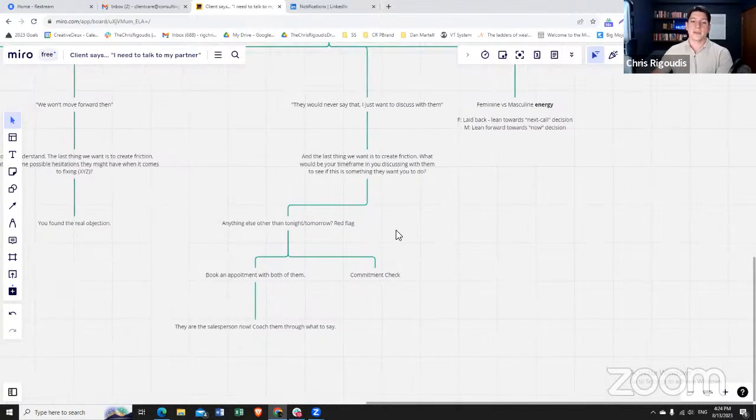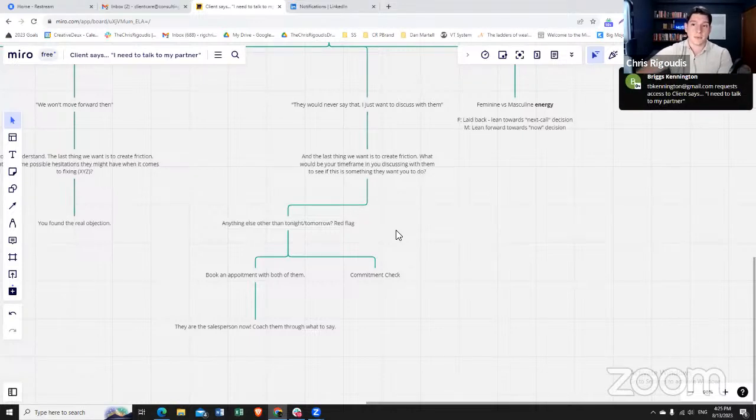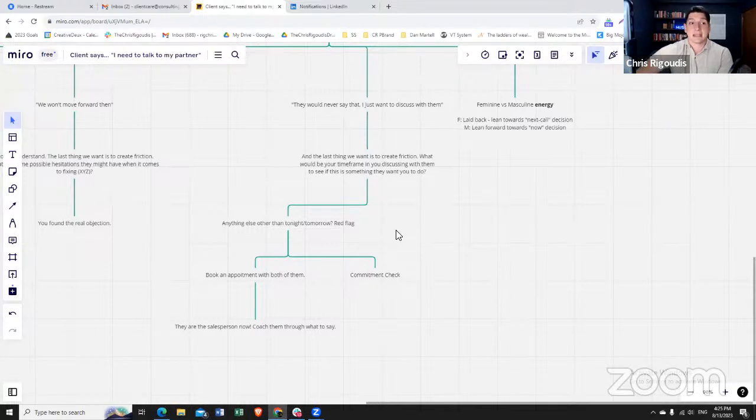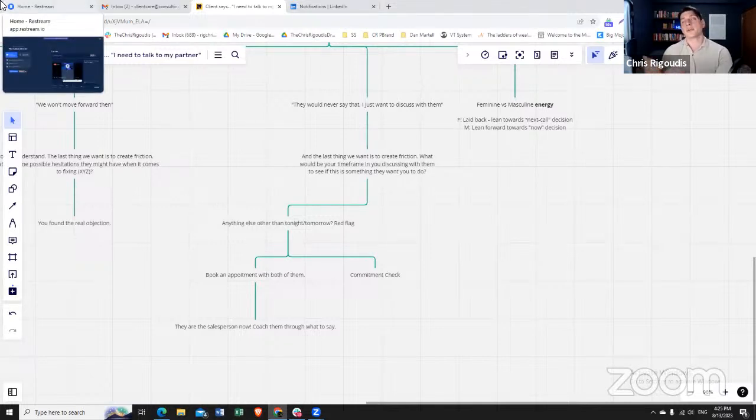So here, if the time frame they give me is anything other than tonight or tomorrow, big red flag. There's a shark in the water, because, let's talk about B2C scenarios, no one needs more than a day or two to talk to their partner. No one. If they're on a holiday or something, again, it's a phone call away. Anything other than tonight or tomorrow, for example, if they say we can reconnect in a week or something, I need to address it.